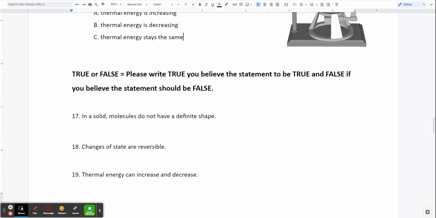In a solid, molecules do not have a definite shape, or in other words, they do take the shape of their container. So molecules do not have a definite shape, so they are able to take the shape of their container. Is that true or false for a solid?